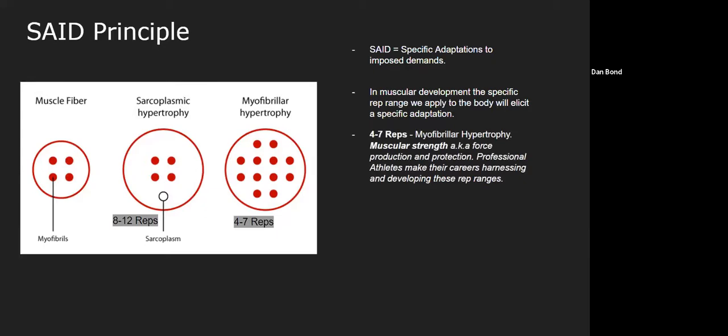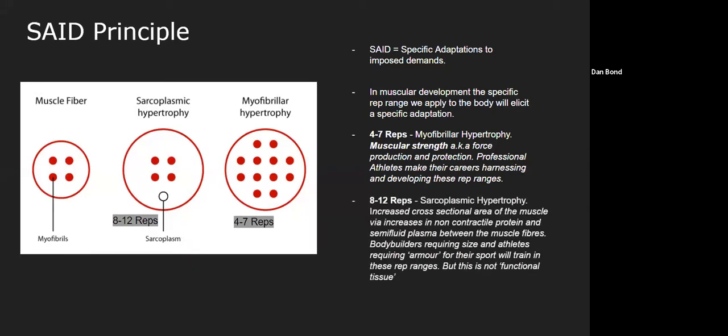Move your eyes now to the right side of the image where it says myofibrillar hypertrophy. And this is 4 to 7 reps, okay? So this is called myofibrillar hypertrophy, and this is muscular strength, force production, and protection. Professional athletes make their careers harnessing and developing these rep ranges, okay? Because this is where we develop speed, power, and all that good stuff.